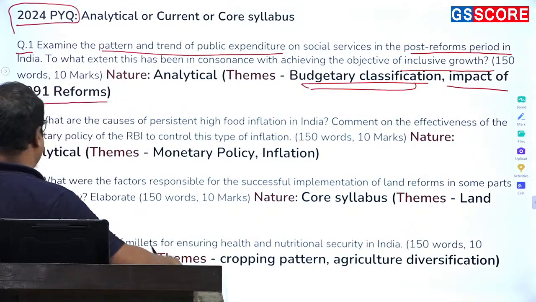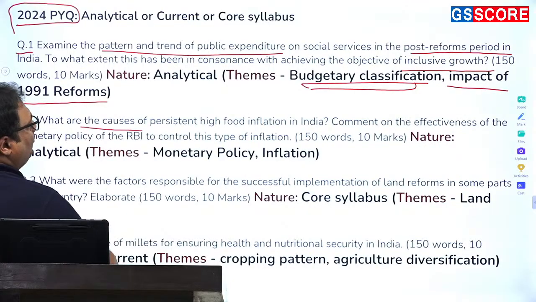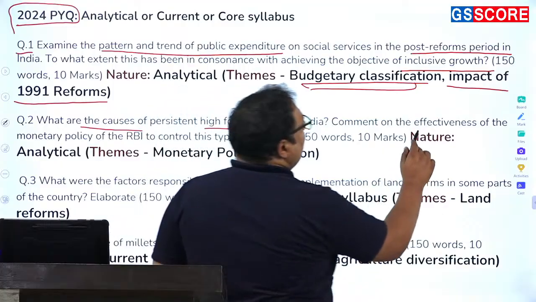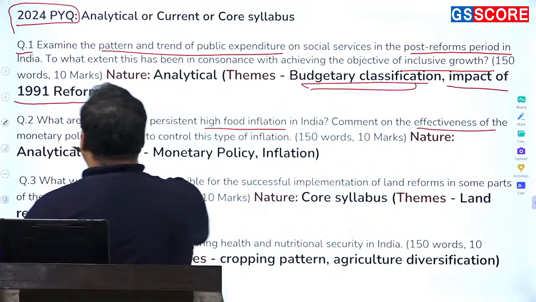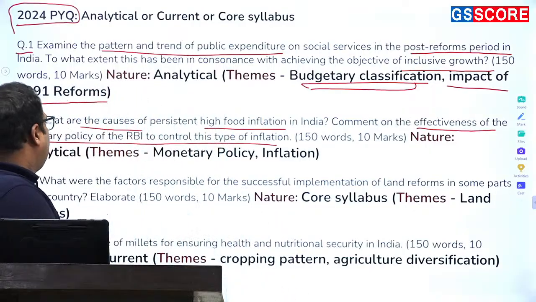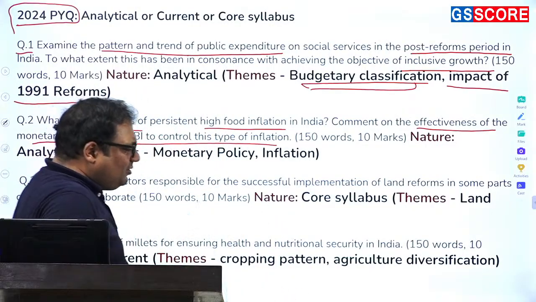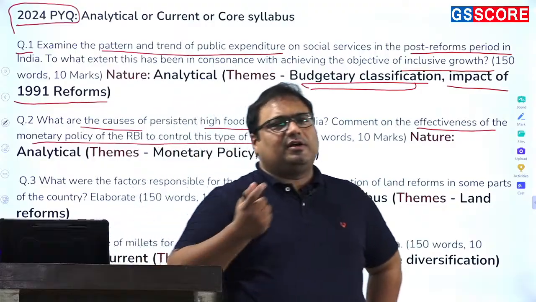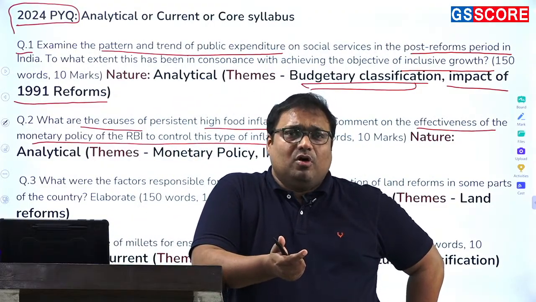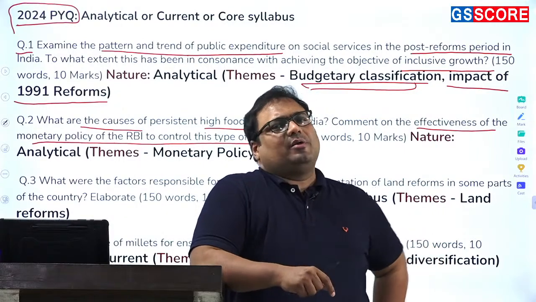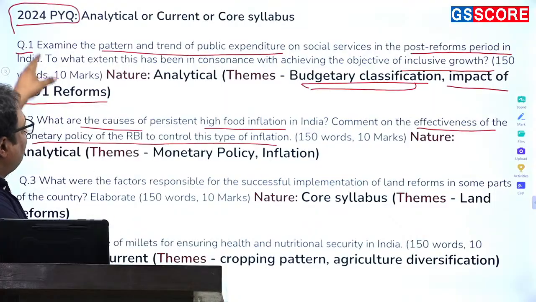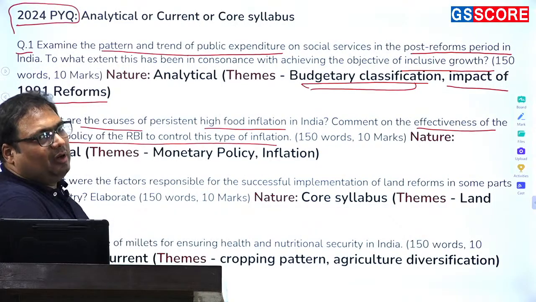Now, question number 2. What are the causes of persistent high food inflation in India? Comment on the effectiveness of the monetary policy of RBI to control this type of inflation. Now, interestingly, UPSC has not been asking questions related to banking. It has not been asking questions related to monetary policy for a long time, almost since 2017. But this year, last year, they asked a question on monetary policy.